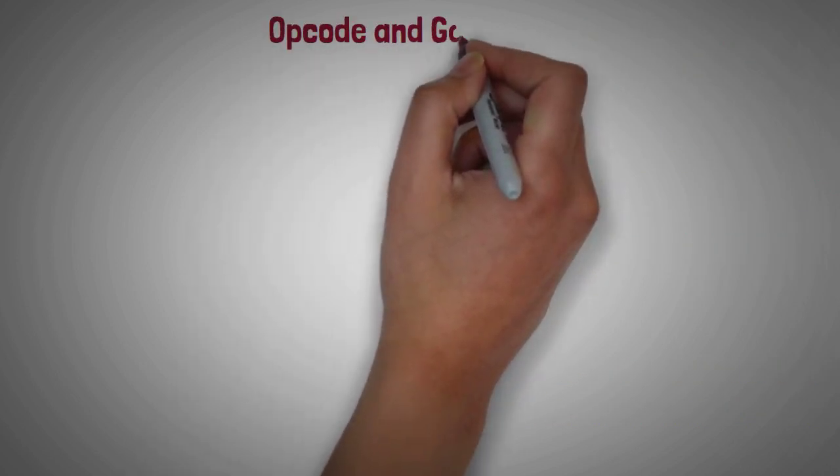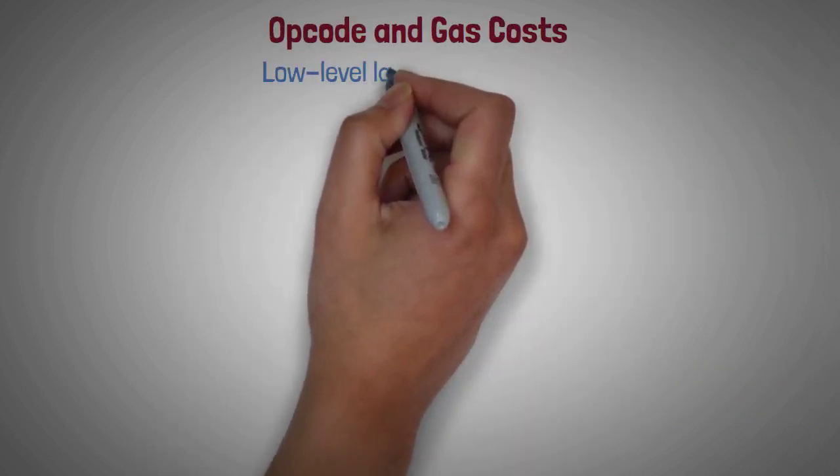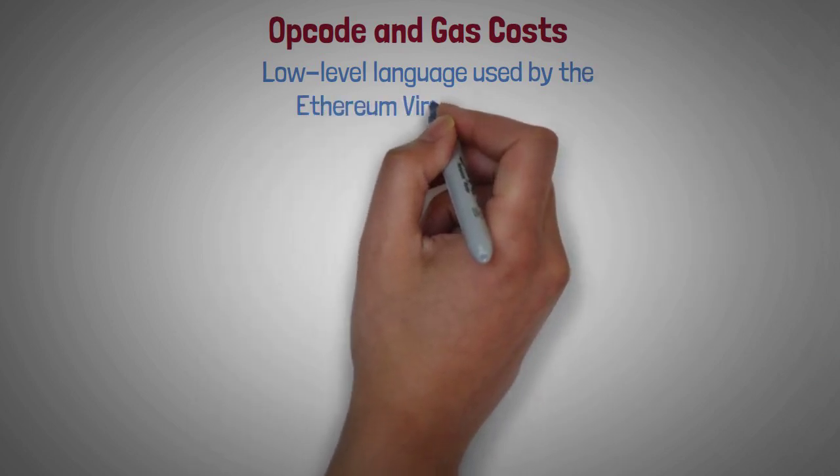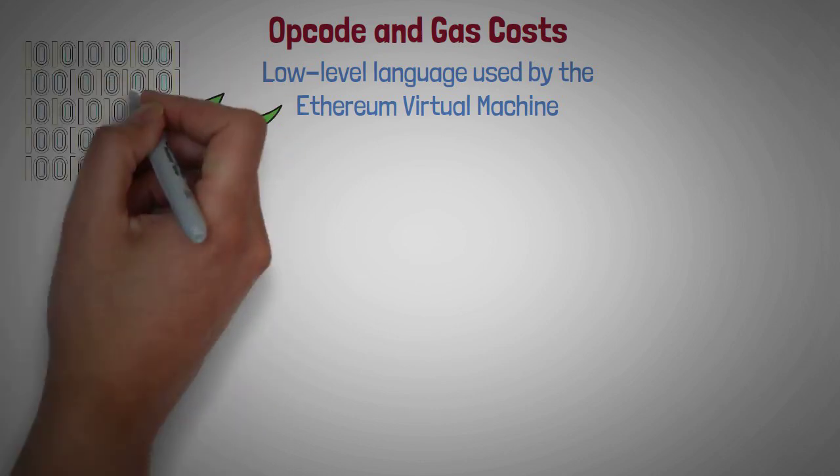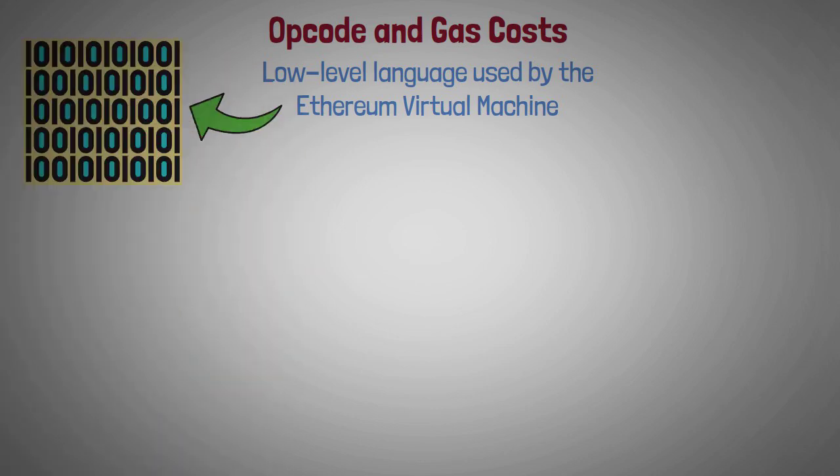Opcode and Gas Costs. Opcode is a low-level language used by the Ethereum Virtual Machine, EVM, to execute smart contracts. It consists of operational codes that represent specific instructions for the EVM, such as adding numbers or storing data.